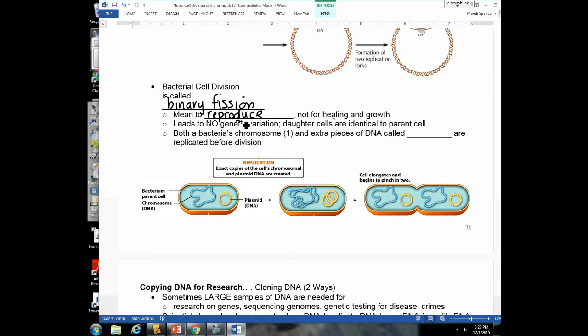They're just trying to reproduce. Now, the daughter cells are going to look identical. Here's our daughter cells. They're going to look identical to the parent cell. So we say that this type of reproduction leads to no genetic variation because the parent cell is going to look or have the same genetic information as the daughter cells.